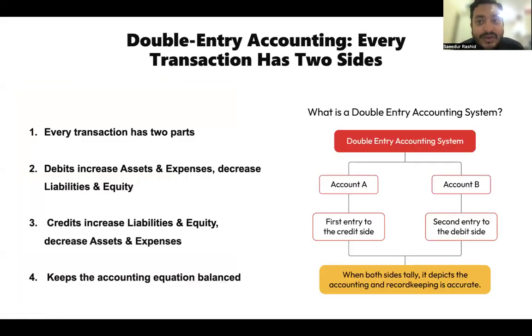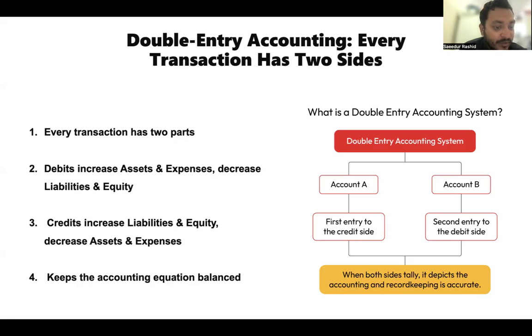Now, double entry accounting: every transaction has two sides. Let's talk about how we record these financial activities. This is where double entry accounting comes into play. It's a system that ensures every business transaction has two sides. Just like our balancing scale, think of each transaction as having an impact on two different accounts. For example, if we purchase office supplies for $100 with cash, we are increasing the value of our supplies, but simultaneously decreasing the amount of cash we have on hand.